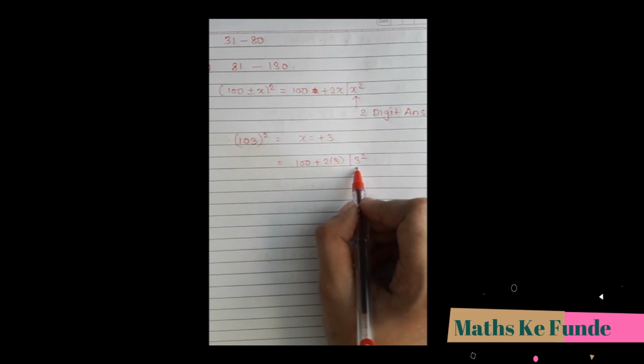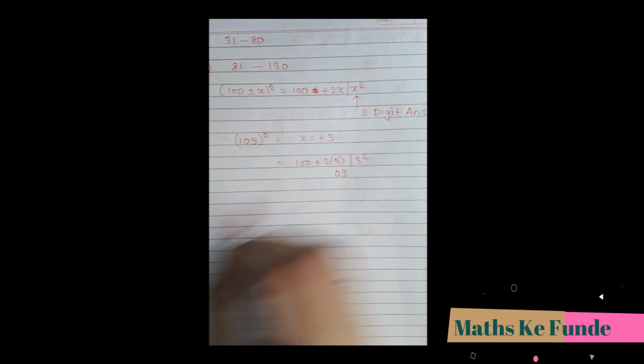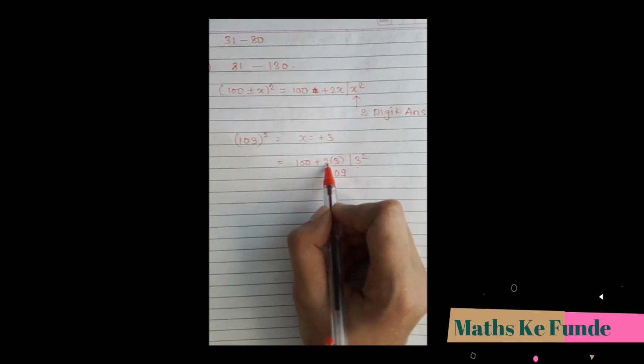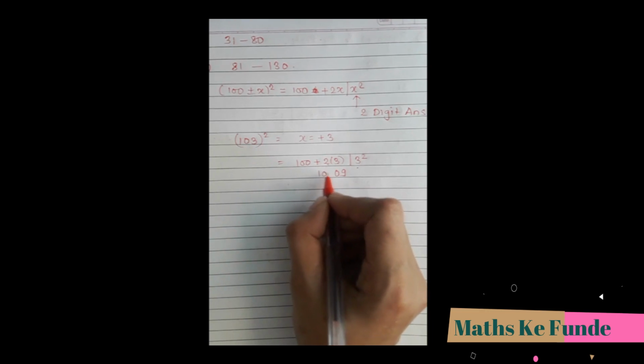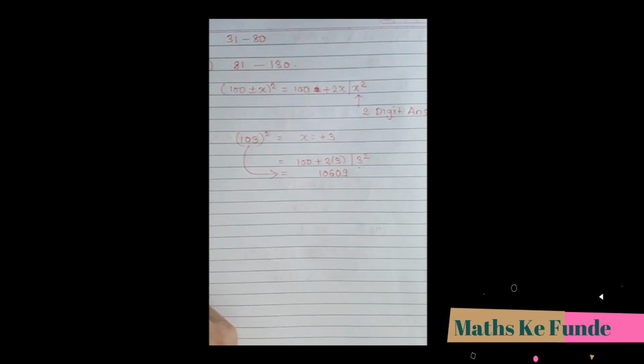Now again, 3 square is going to be a single digit, so let's make it 2 digits. 3 square is 9, so we'll write it as 09. Then 2 into 3 is giving me 6. 6 plus 100 is going to give me 106. This is the method, or this is the square of 103.